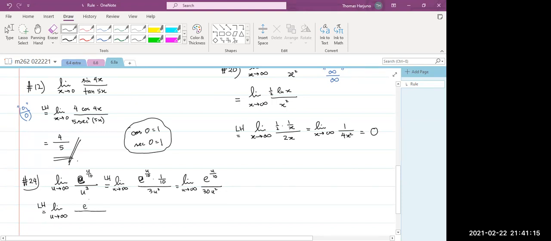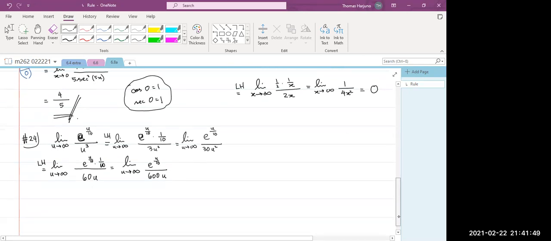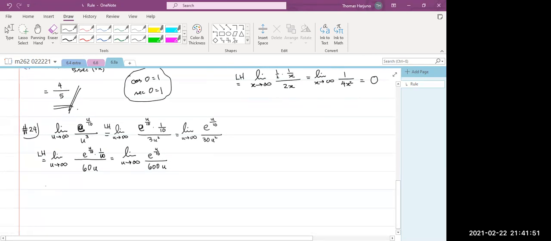It is e^(u/10) times 1/10. At the bottom, you will get 60u. I'm sorry, it should be 1/10 here, not 1/u. Which simplifies to the limit as u goes to infinity of e^(u/10) over 600u. It's still infinity over infinity when I plug in u equals infinity, so apply another L'Hopital rule.